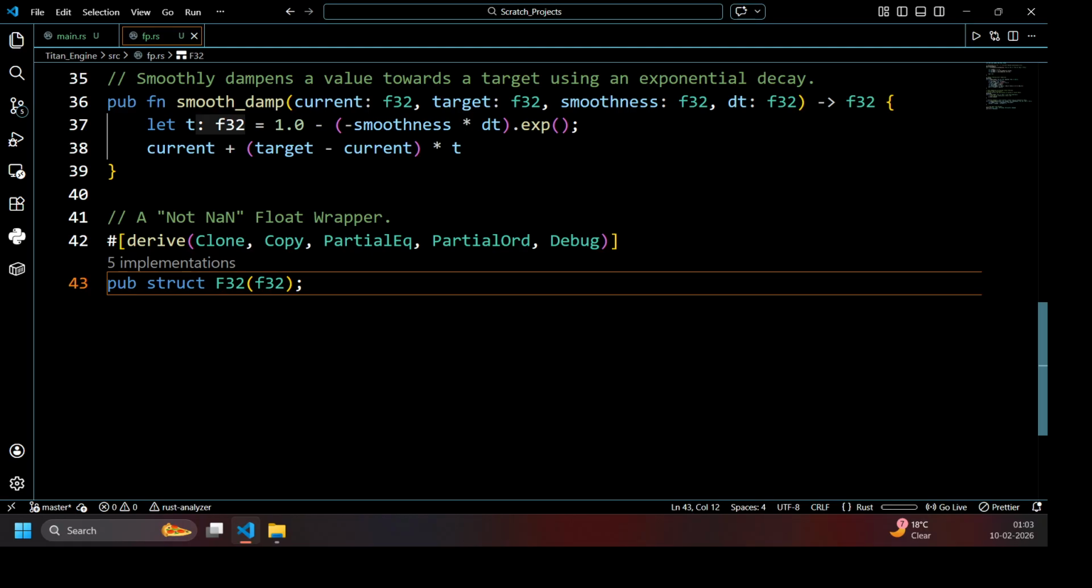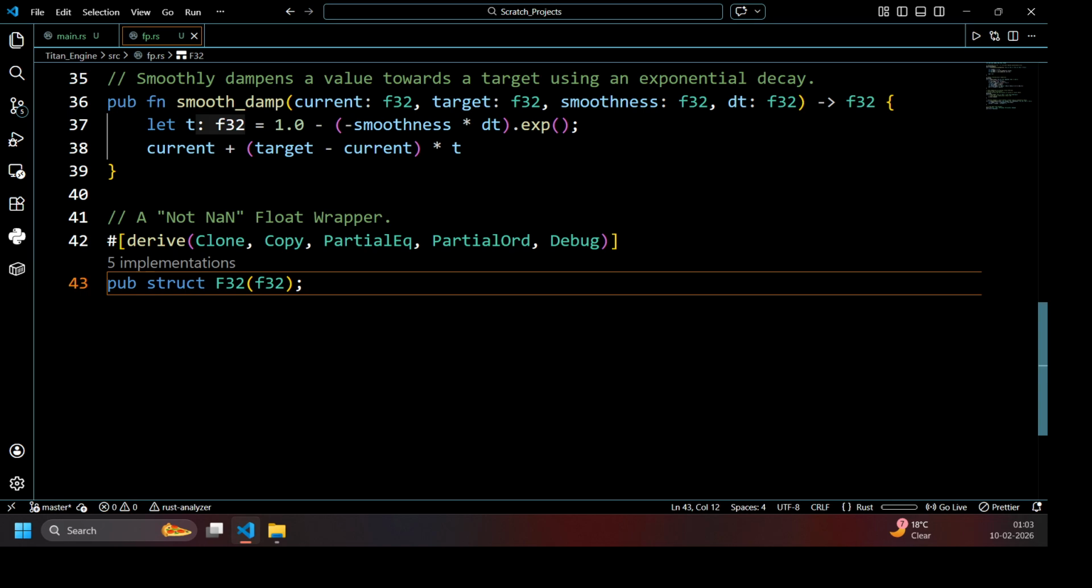I call F32.new 5.0. The code inside new, which is implied here, would check: is 5.0 a finite number? Is it not a NaN? Yes, it's fine. Okay, return some F32 5.0. Now I call F32.new 0.0/0.0. The result of that is a NaN. The code inside new checks: is this value a NaN? Yes, it is. Return none. It refuses to even build the object.